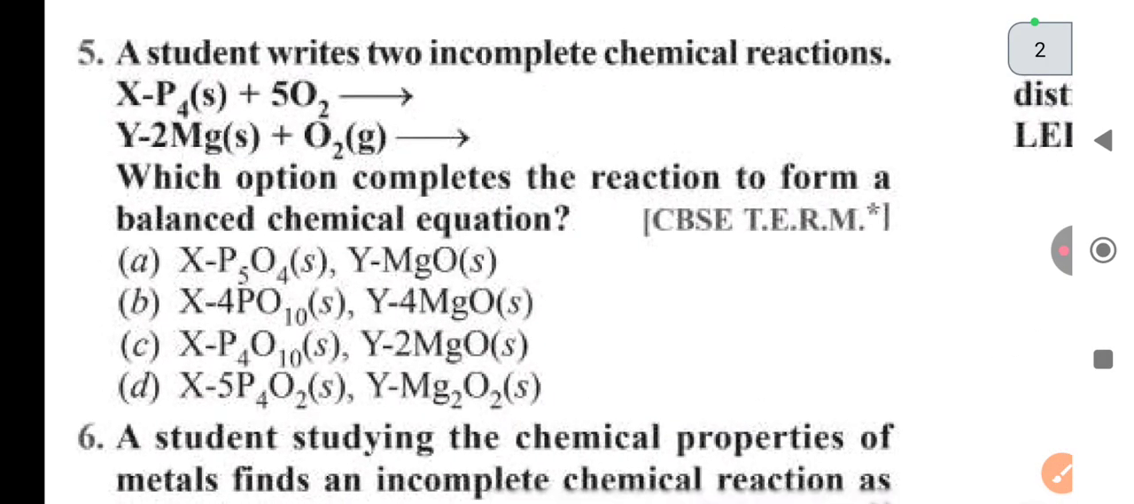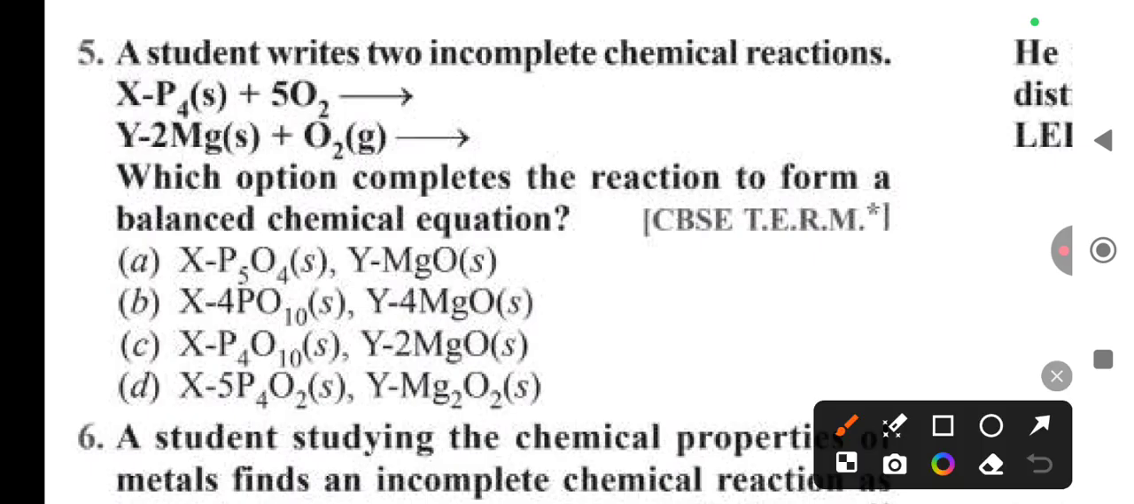So next question it is, a student writes two incomplete chemical reactions. This is written here, X P4 plus 5O2, Y 2 magnesium plus O2. So you have to complete the reaction. Which option completes the reaction to form a balanced chemical equation? Okay. So you have to check the valency, you have to check the charge, then only you can write.